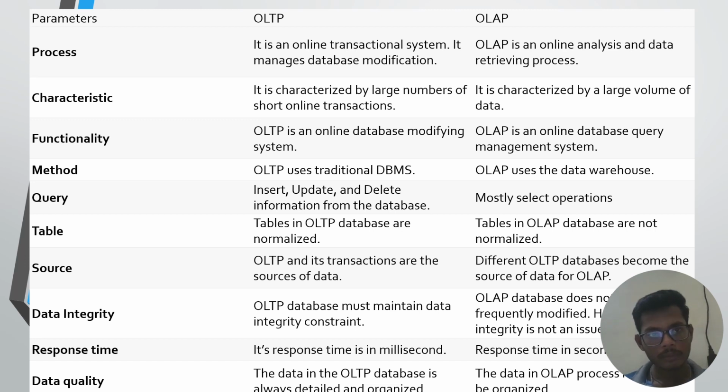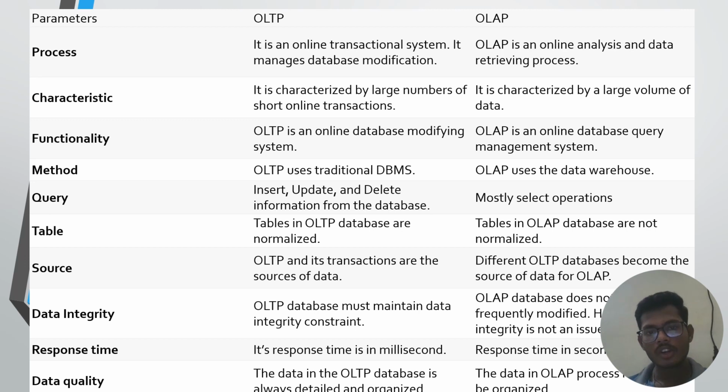Now, the parameter known as process. OLTP is an online transaction system. It manages database modification, whereas OLAP is an online analysis and data retrieving process. Characteristic: OLTP is characterized by a large number of short online transactions, whereas OLAP is characterized by a large volume of data. Functionality: OLTP is an online database modifying system, whereas OLAP is an online database query management system.